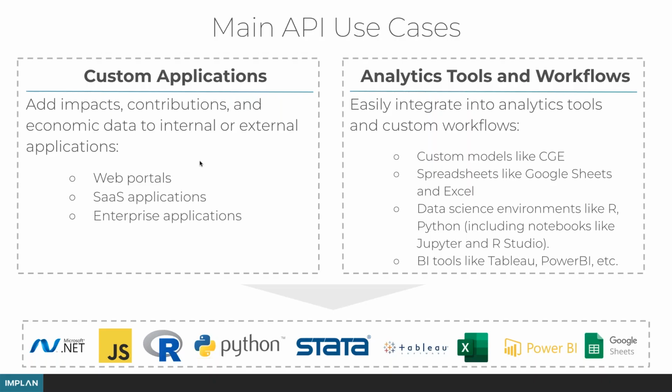So you can do things like take our data or model outputs and integrate them into custom models like CGE models. You can access them through spreadsheets like Google Sheets and Excel. Google Sheets will actually be the foundation of the demo that we'll do here momentarily. You can integrate them into data science environments like R and Python, including notebooks like RStudio and Jupyter Notebooks. And you can also integrate it into business intelligence tools like Tableau and Power BI.